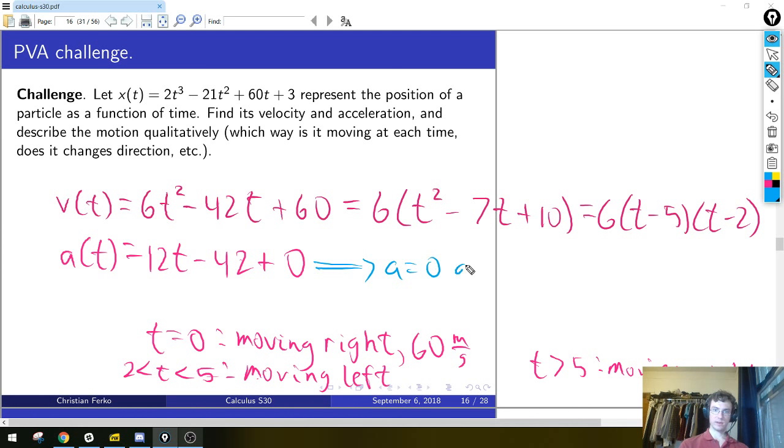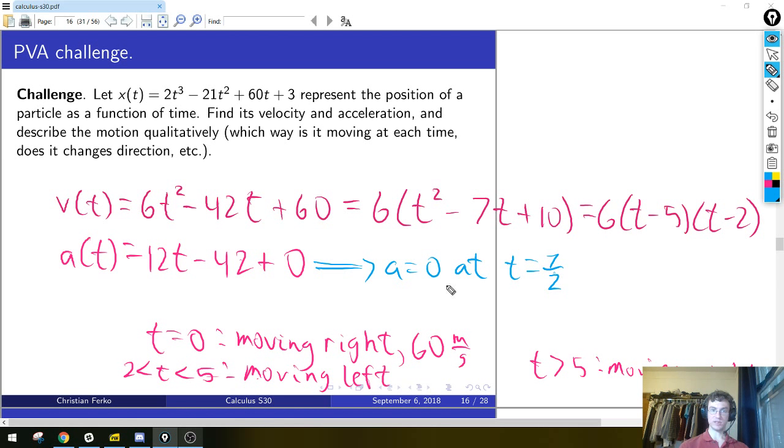So a equals 0 at what? 42 over 12 is 7/5, is that right? t equals 7/5. Wait, I went 42 over 12, which is 21 over 6, which is 7 over 2, right? Because I'm dividing by 3. Yeah, sorry, not 7/5. 7/2, I think. So here is when the acceleration changes sign.